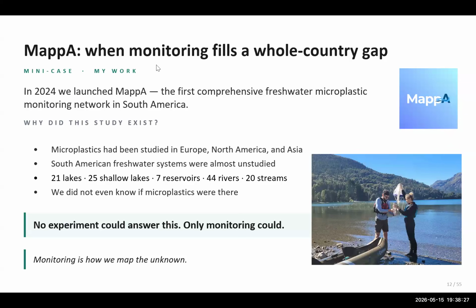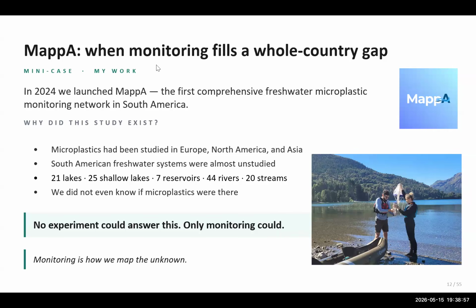So this is a case example of my own research. This is a big one. In 2024, I launched this project in Argentina called MAPA. The full name is Monitoring and Analysis of Plastic Pollution in Aquatic Environments. MAPA was the first comprehensive freshwater microplastic monitoring network in South America, and the whole continent, I would say. This is a rare case study.